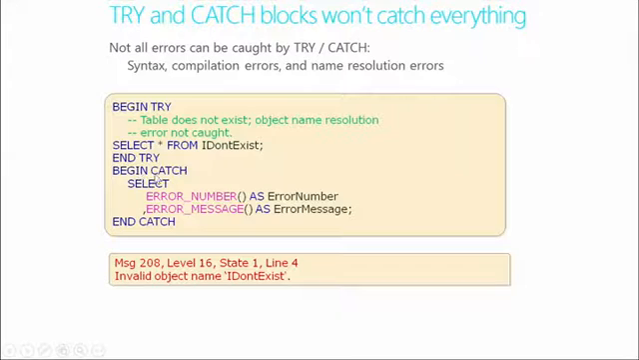The catch is going to be begin catch, select error number and error message. Bad news is we're not going to use this here. We're going to just jump out, and it's not going to pick this up because of name resolution; it can't find this, I don't exist, so the try catch won't work for that. So not all errors can be caught by try catch. Some syntax errors, some compilation errors, and some name resolution errors won't be picked up by the try catch.